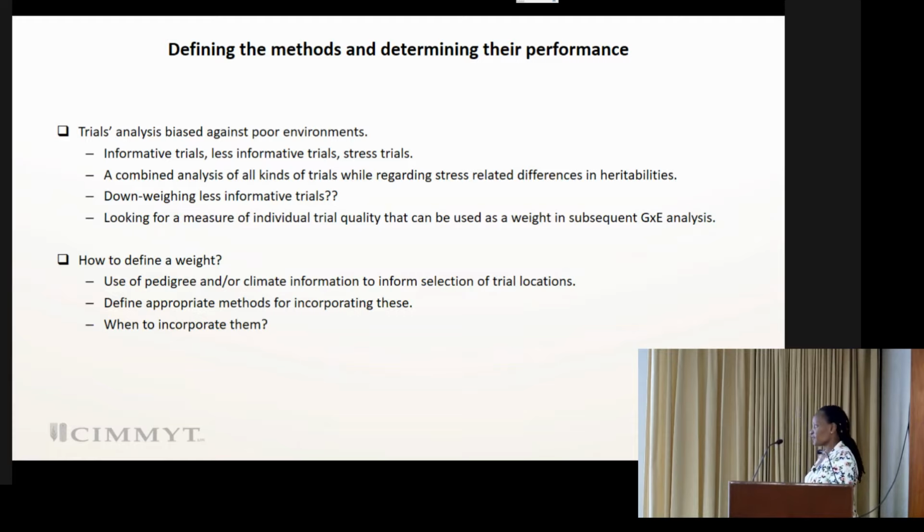So this will help us to have a G by E analysis that has already taken into consideration all of these different things. We are going to look at how to define what it is that I'm calling a weight in a G by E analysis. So we will try to use pedigree and or climate information and define appropriately how to include these and when to include them.